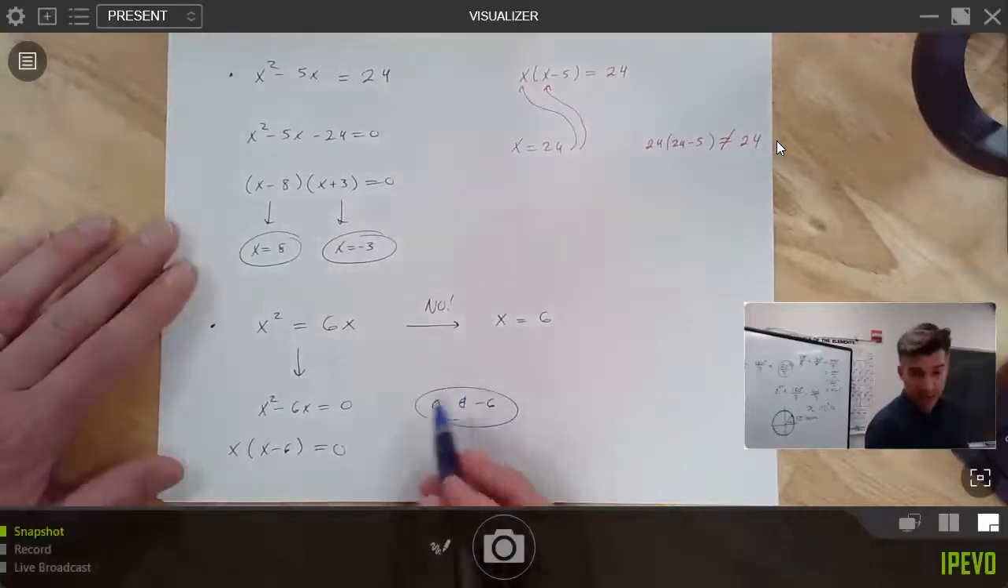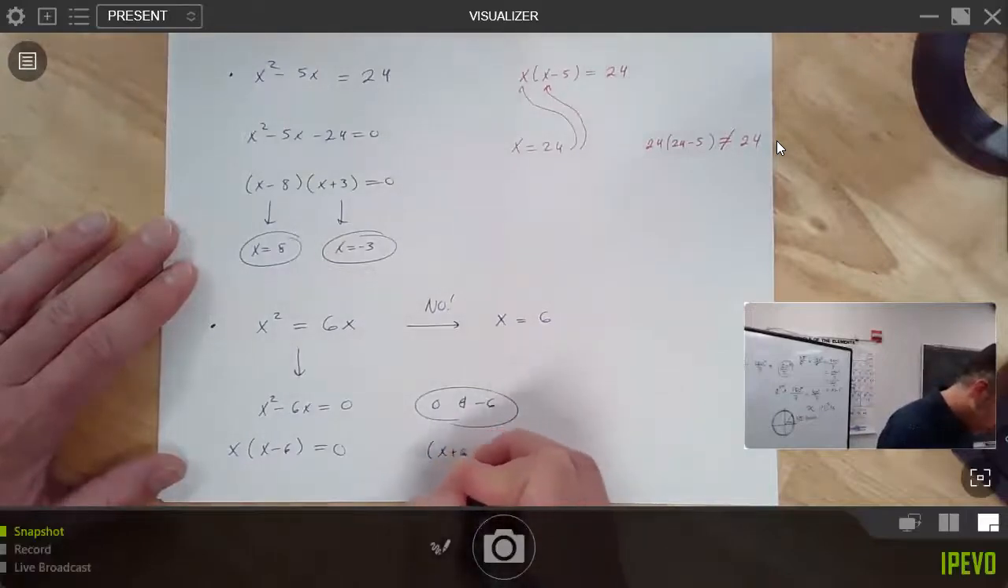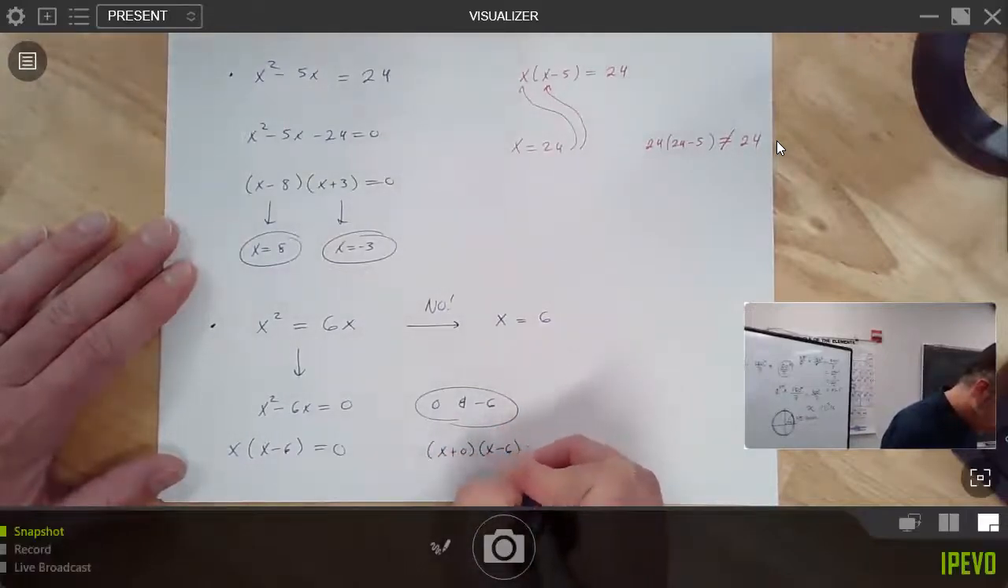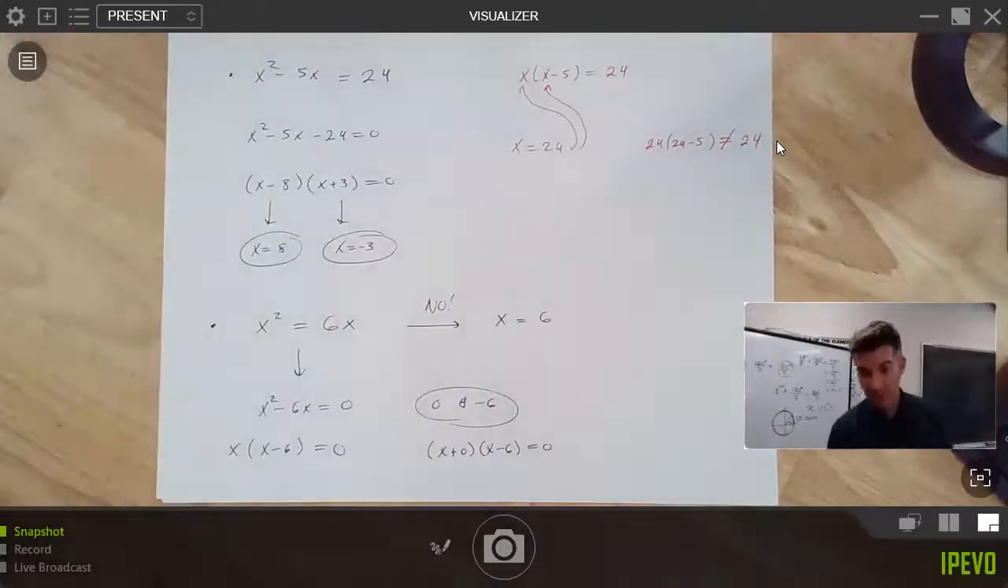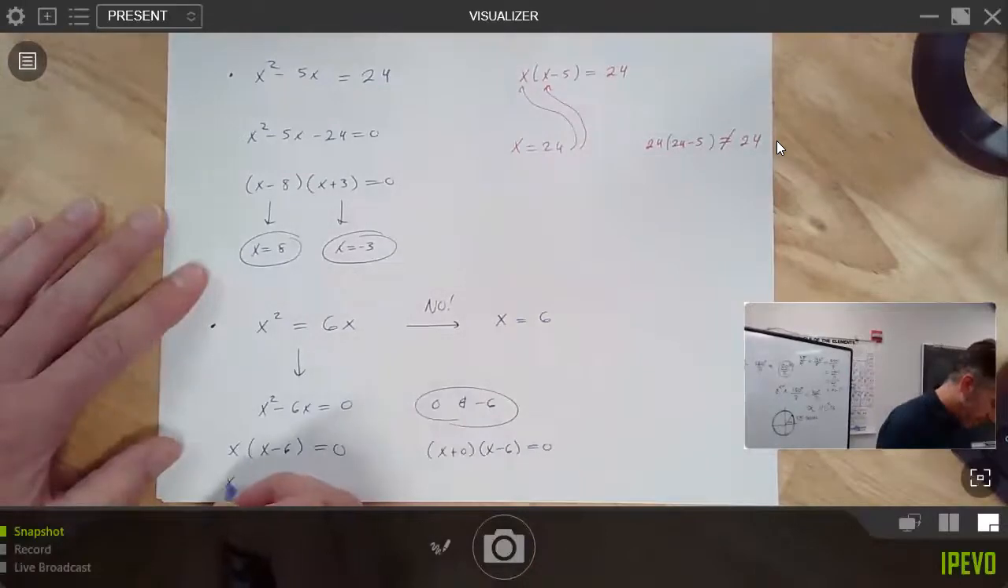But if you really want to think of it this way, you could really think of it as x plus 0 times x minus 6. That is also technically correct. Just not necessary, right? This is definitely the way to go. And then we say, oh, we get x equal to 0 and x equal to 6.